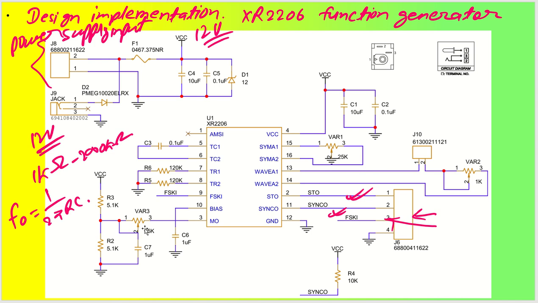The multiplier output will be put through a pot, that is a variable resistor. This variable resistor is 25 kilo ohm, and you can rotate it and change the value of this particular multiplier so that you can change the output. Coming back to the supply voltage, I have supplied 12 volt here at pin number 4, with a 10 microfarad capacitor and a 0.1 microfarad filter capacitor.